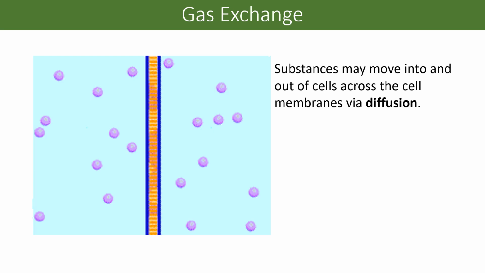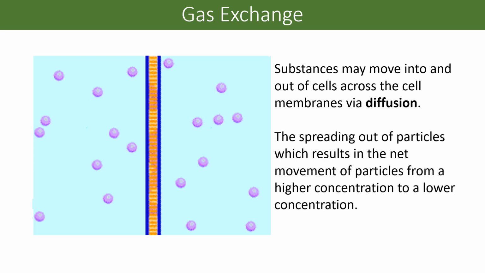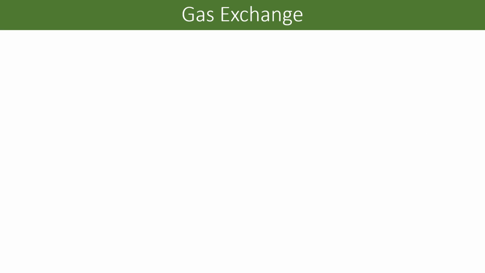And what we have down the middle of the slide is a cell membrane. So substances may move into and out of cells across our cell membranes via this process of diffusion. And diffusion is the spreading out of particles, which results in the net movement of particles from a higher concentration to a lower concentration. When we talk about a net movement, we're thinking about an overall movement of our particles. So diffusion is really important in gas exchange, and that's our next thing that we're thinking about. We're thinking about exchange of materials.